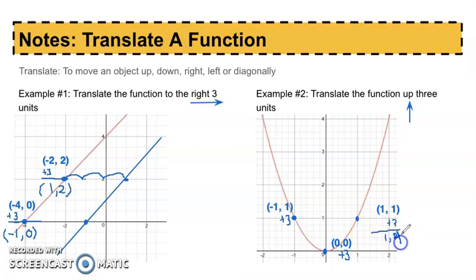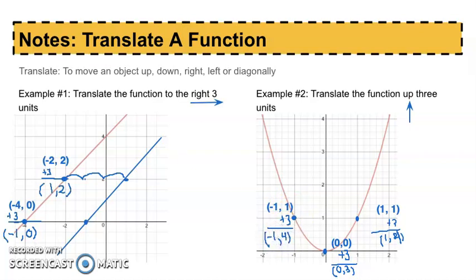And my new points will be -1, 4. This one would be 0, 3. And my last one over here would be 1, 4. Again, my x values are staying the same. I'm just shifting the function up, and 1 plus 3 once again would be 4.